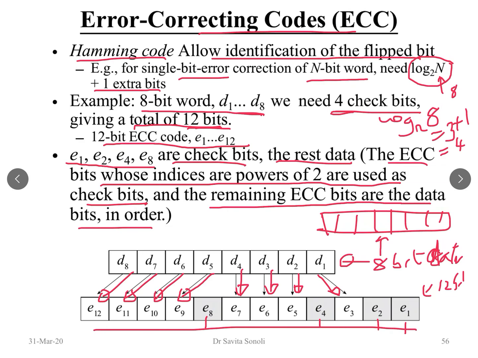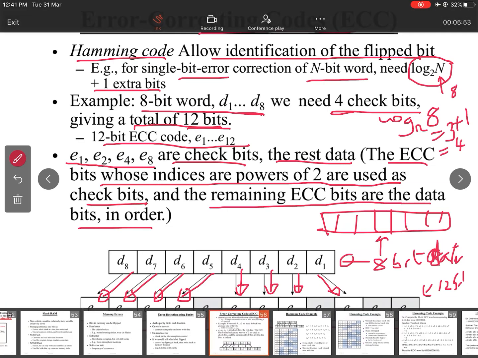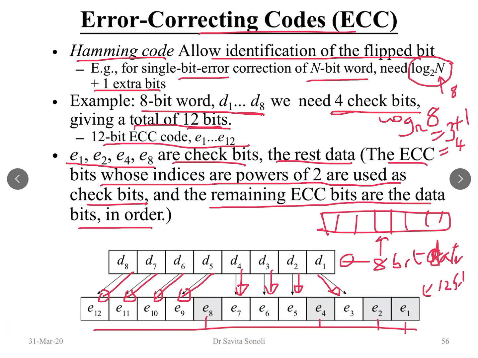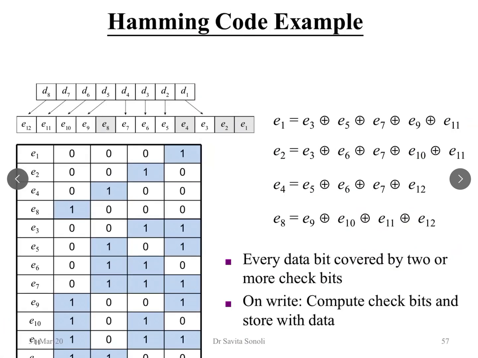But still you can check the gray boxes here, that is E1, E2, E4 and E8 are not yet filled. So what data is to be filled in the E1, E2, E4 and E8 check bits, we will see in the next slide. So now you can observe here: D1 to D8 are there and E1 to E12 are there. So how do we compute E1, E2, E4 and E8? You look at the table here.